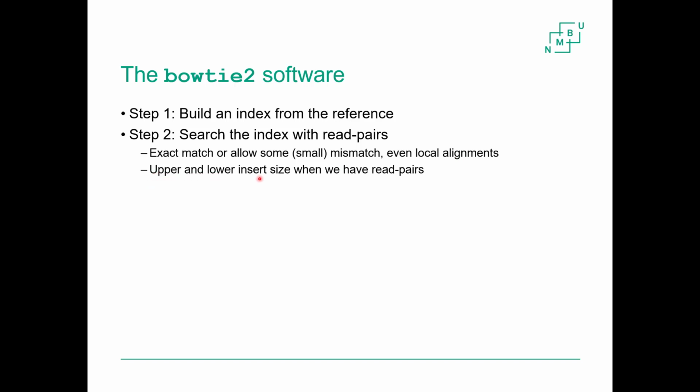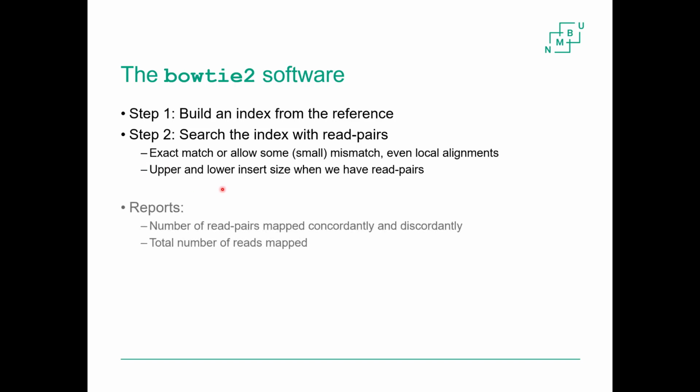There is also an upper and lower insert size, because when matching read pairs, we know that the read pairs should match somewhere in the same region, right? So we should also specify to Bowtie the minimum and maximum distance between where two reads in a read pair can match. It's not used very brutally, but it's used when reporting how the reads map, because in read pairs, if the reads map concordantly, it means that they map within the insert sizes.